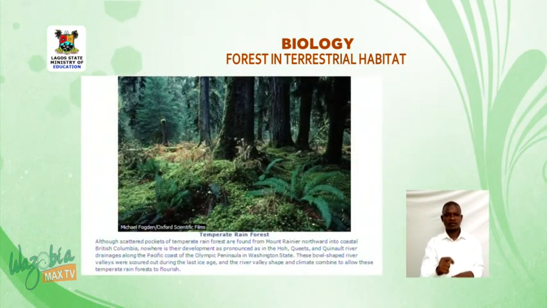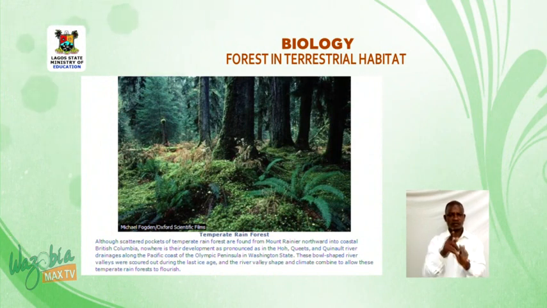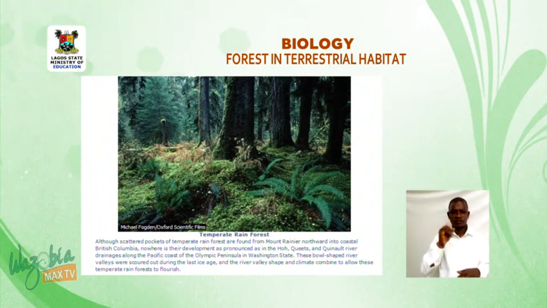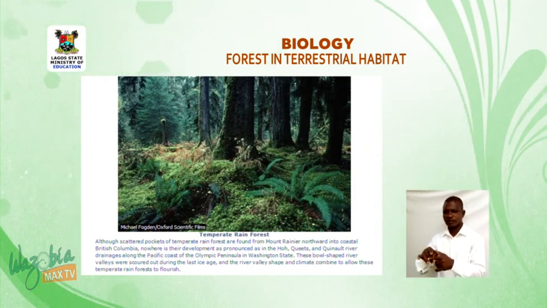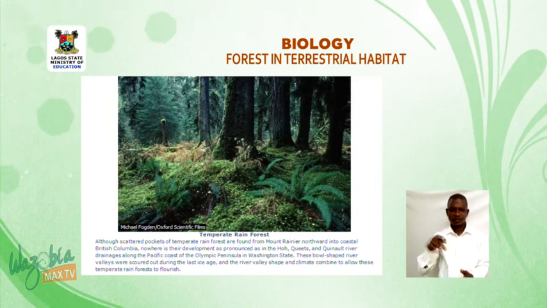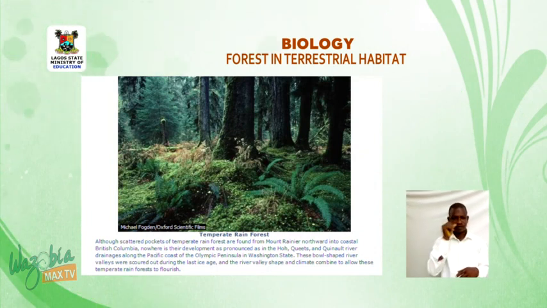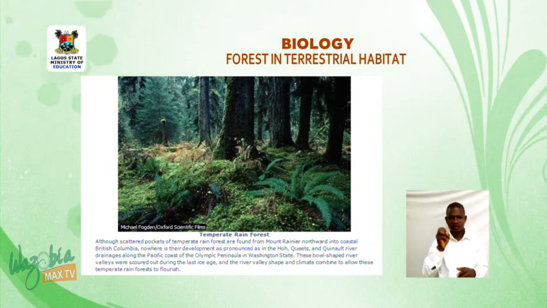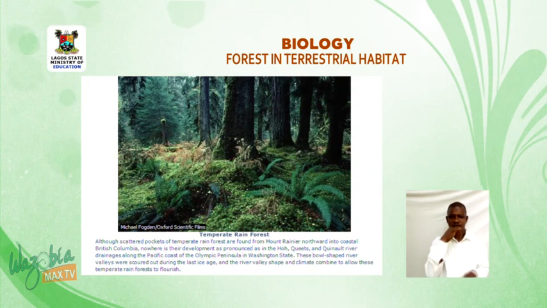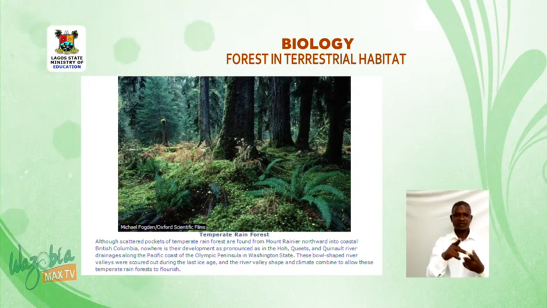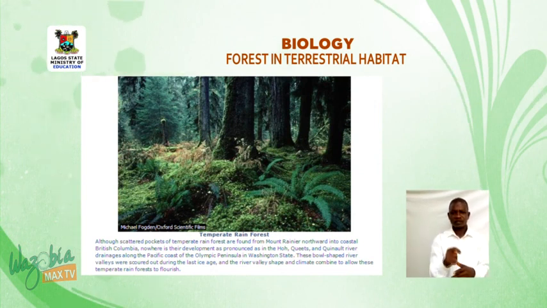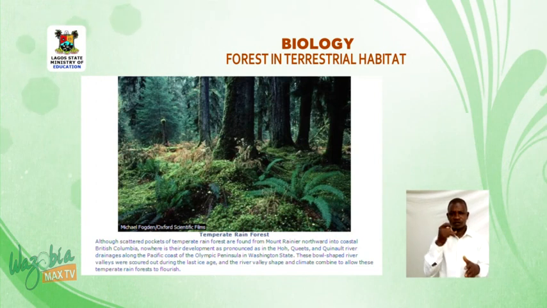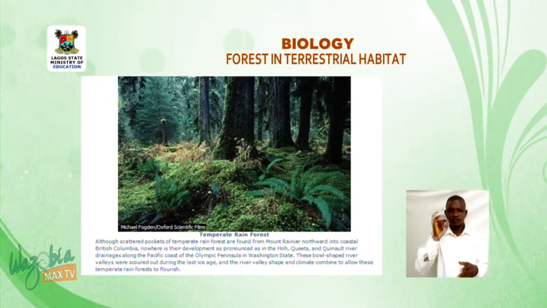Take a look at the below diagram showing the tropical rainforest. You can see how the trees there are arranged. You can see the forest floor. You can see the shade. No, that is temperate rainforest. Although you have scattered pockets of temperate rainforest, they are found from Mount Rainier. So that is the typical picture of the tropical rainforest. We shall be back.